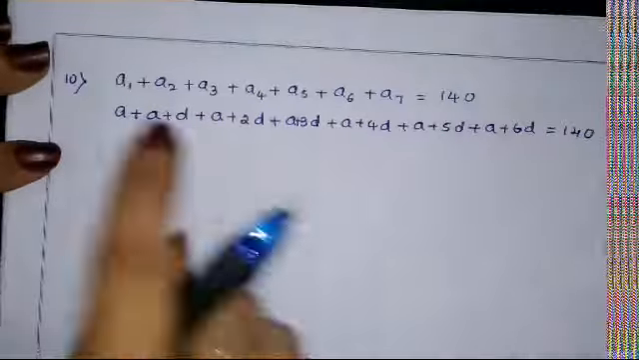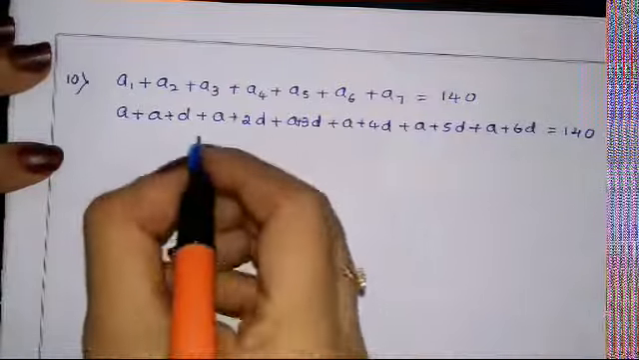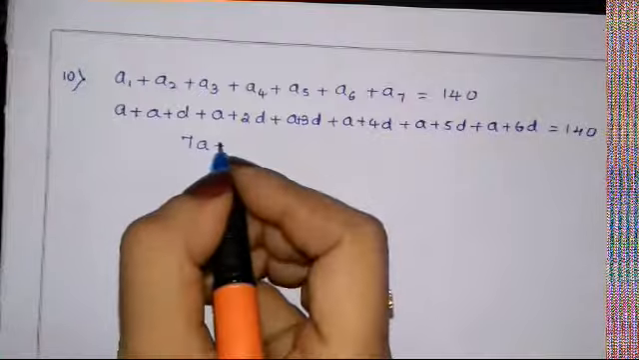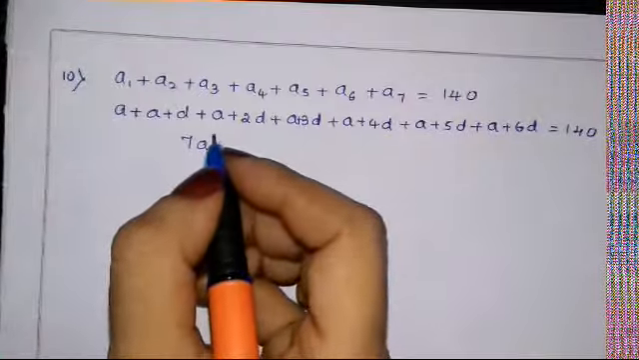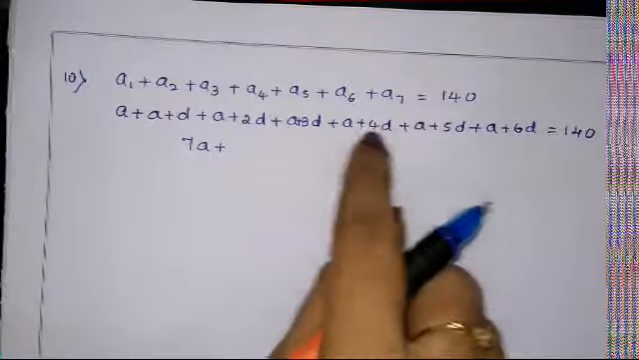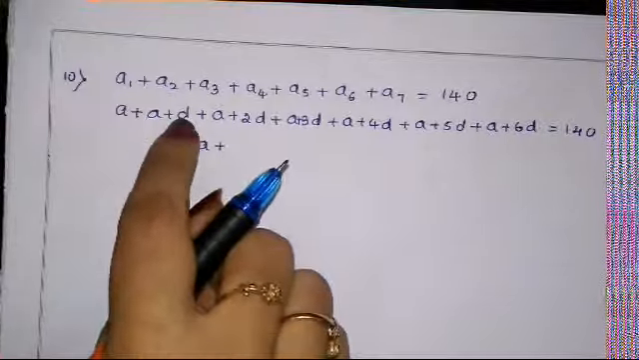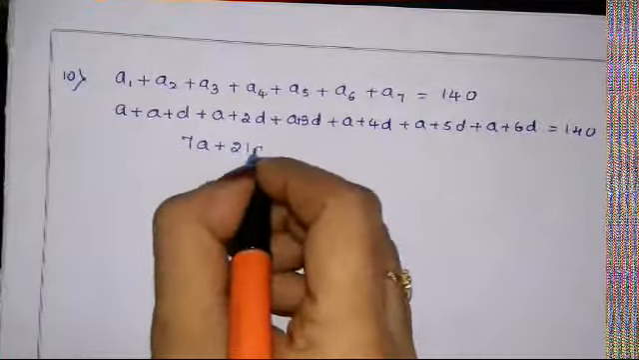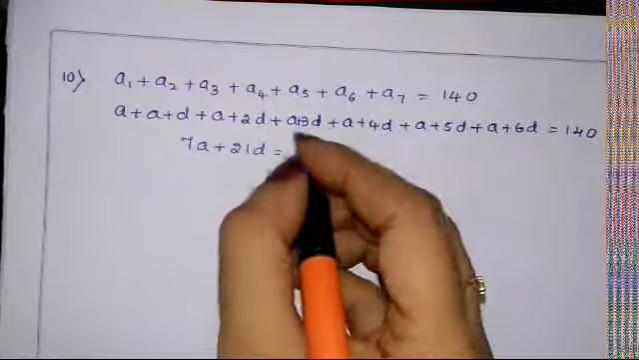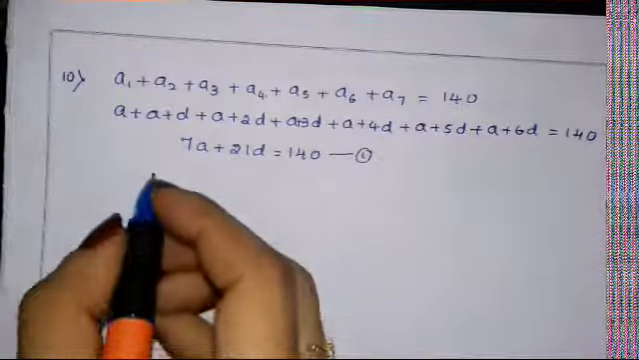Okay. Now, how many A's? 1, 2, 3, 4, 5, 6, 7A. Plus how many D's? Let me count: 1, 2, 3, 4, 5, 6, 7, and so on, up to 21. So 7A plus 21D is equal to 140. This is equation 1.